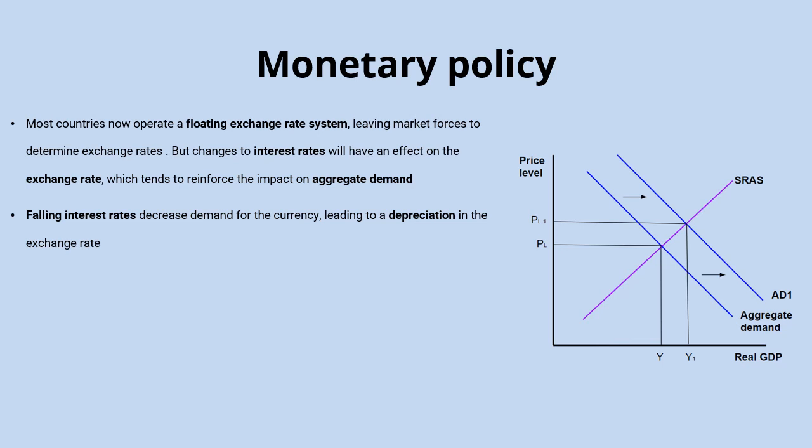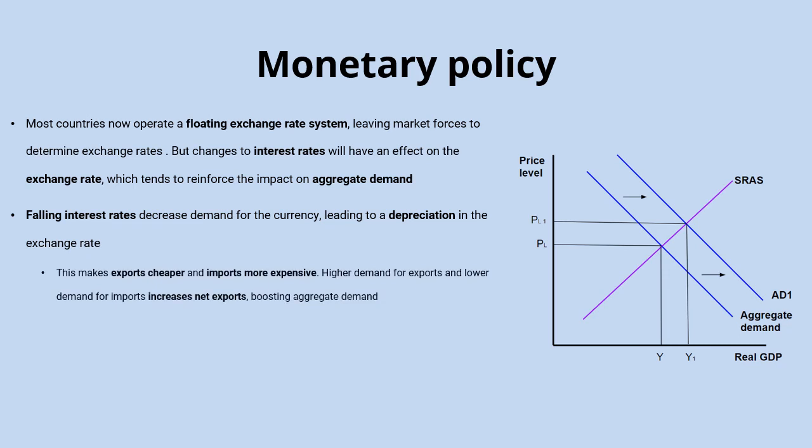And so we have a depreciation in the pound, and that would make UK exports cheaper and imports more expensive. And that means more demand for exports, less demand for imports. Net exports, exports minus imports, will therefore rise, and that's one of the components of aggregate demand. So aggregate demand increasing, the curve shifts to the right, and that supports the more direct effect of reducing interest rates as part of expansionary monetary policy, increasing consumption and investment.